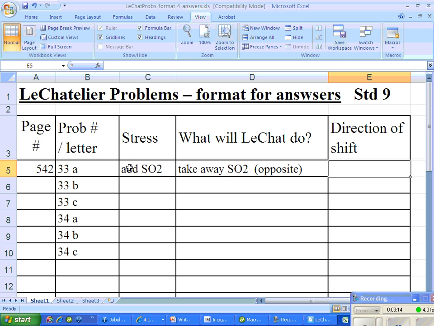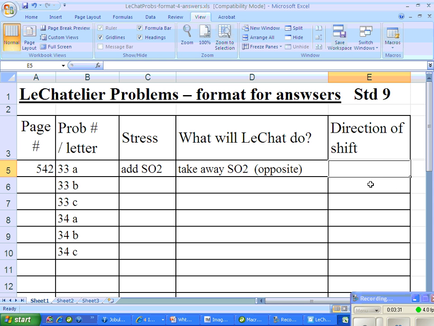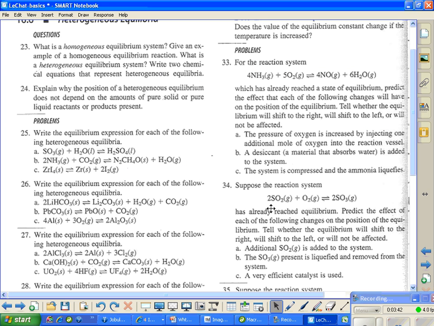And then to figure the shift, we go back to the equation and we see where SO2 is. It's right here on the left side. So what is opposite of left? That's right, the right side. The right side is opposite to the left side. And that's the way LeChat is going to offset what we did. We added this, he takes it away by putting this together with this to make this. And that takes care of our first problem.